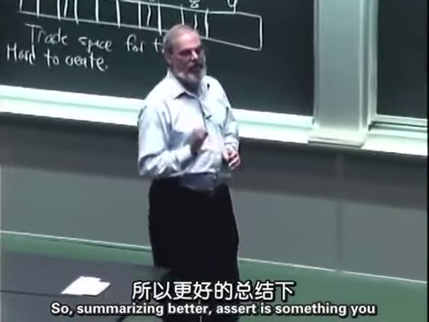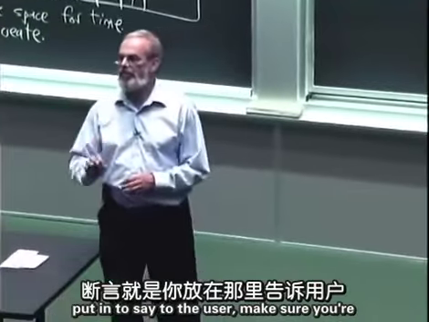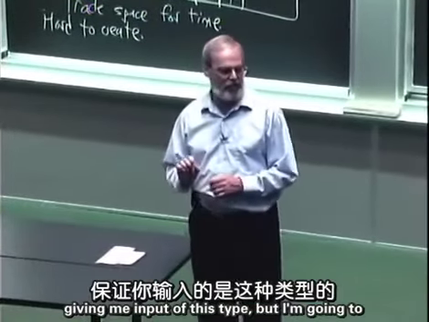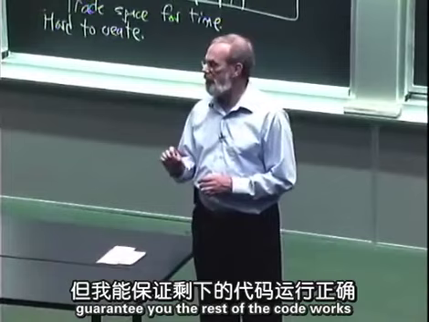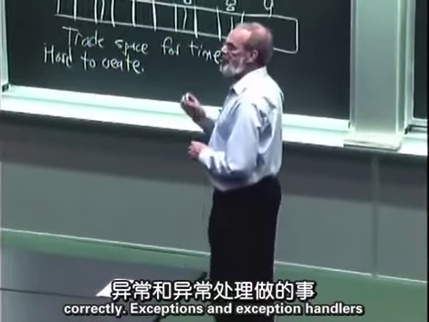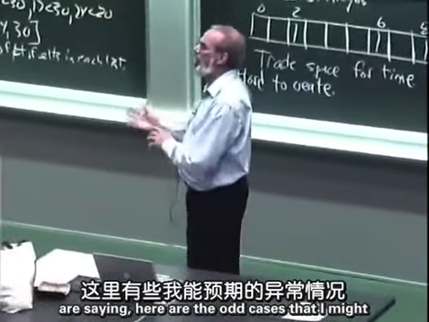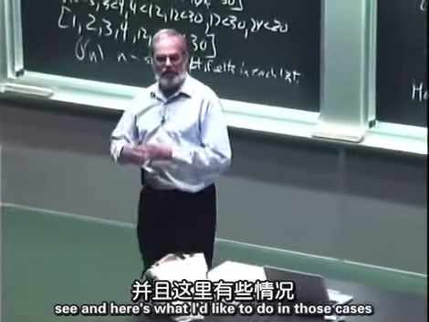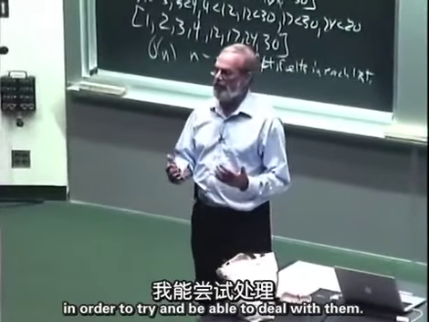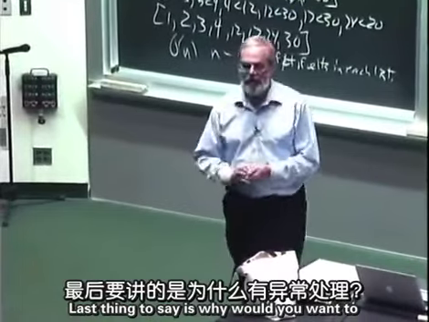So summarizing better, assert is something you put in to say to the user, make sure you're giving me input of this type, but I'm going to guarantee you the rest of the code works correctly. Exceptions and exception handlers are saying, here are the odd cases that I might see, and here's what I'd like to do in those cases in order to try and be able to deal with them.